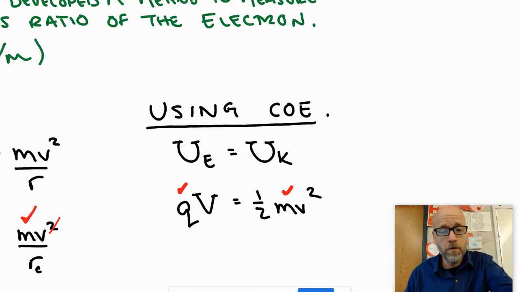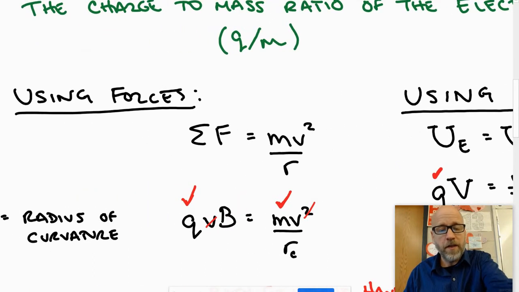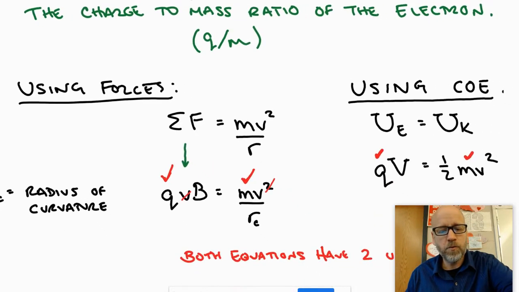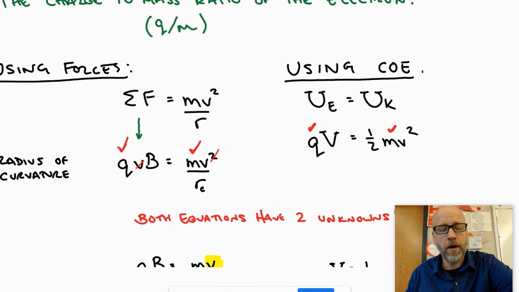Now, I also know that that charge is going to experience a force when it's placed in a magnetic field. So the sum of the forces is going to cause the mass to go in a circle, because that force is perpendicular to the velocity. So if I substitute in QVB causes the mass to go in a circle, I do a little algebra, and I'm right back where I started, which is I have two unknowns in both of my equations.